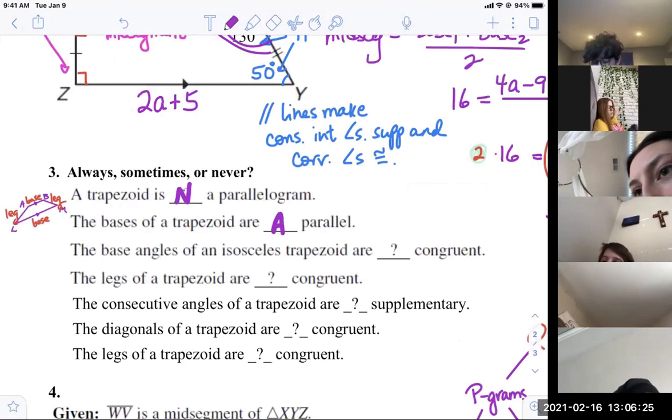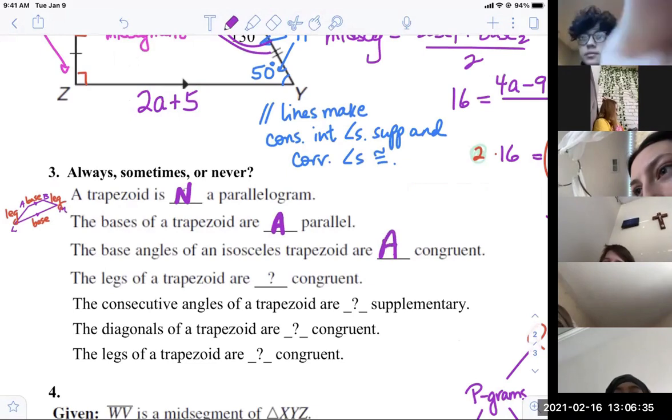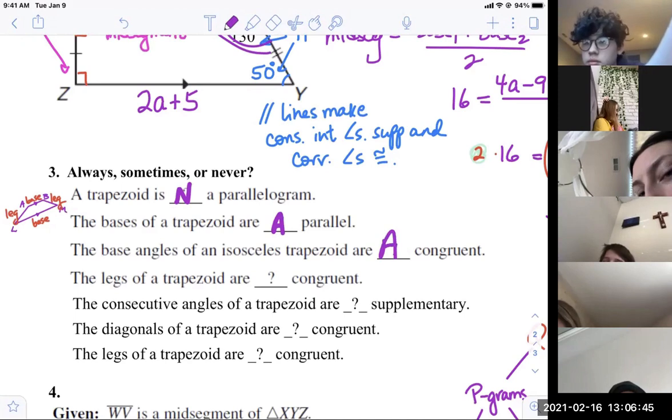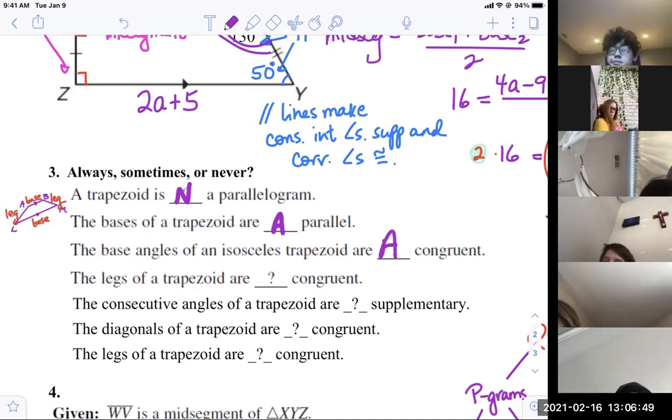Always. Was that Lily? Yeah. Always. That's a property of isosceles trapezoids, right? That forces the base angles to be congruent. The legs of a trapezoid are always, sometimes, or never congruent. Blair, what's that one?